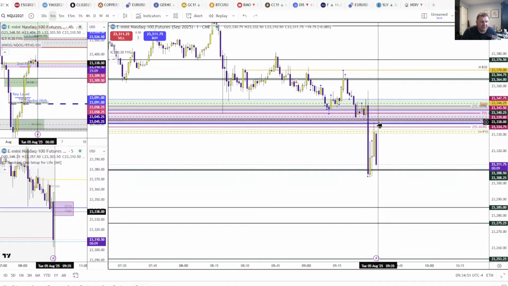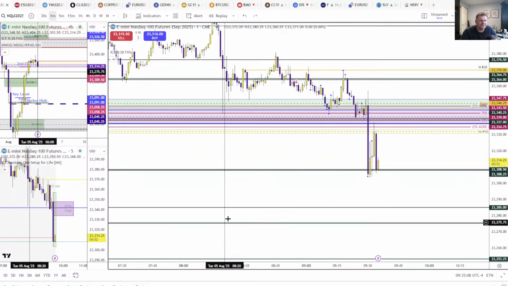We're using the midnight open range to go lower. Now I'm just waiting for that 302 level, to see what kind of reaction we get off that.